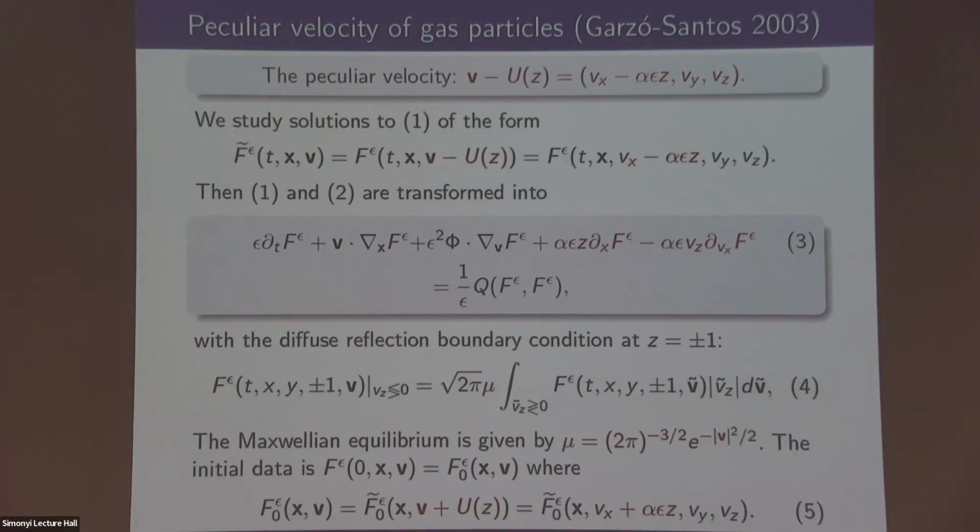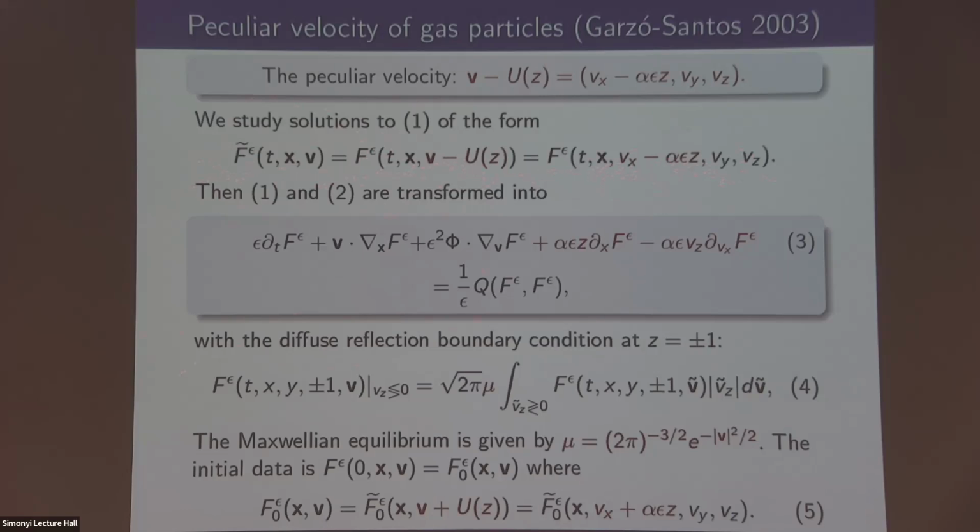Okay, so where does this come up? Well, if we take the peculiar velocity, actually, when I first heard this term, I thought it was very peculiar, but it turns out that it's a definitional term in physics. There's a Wikipedia page for it. And so we study solutions to the Boltzmann equation of the form f tilde (t, x, v) = f(t, x, v minus u(z)). Then we plug in what u(z) is, so you get vx minus alpha epsilon z, vy and vz.